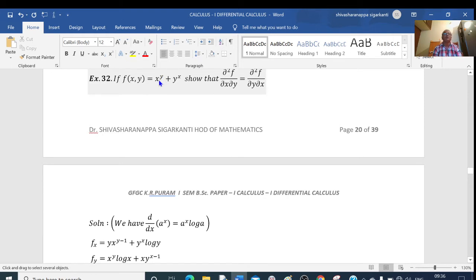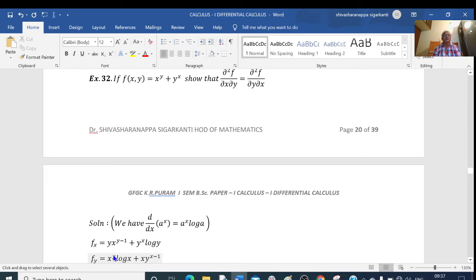It is n into x to the power of n minus 1. Therefore, differentiation of x to the power of y is y into x to the power of y minus 1, because y is a constant quantity here, plus. This is in the form of a power of x. A power of x derivative is a power of x into log a. So, differentiation of this is y power of x into log y. Okay, y raised to x into log y.